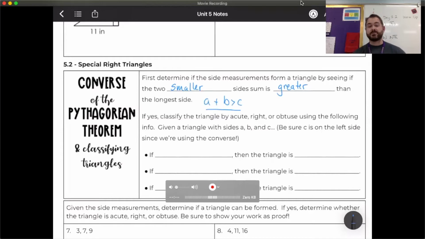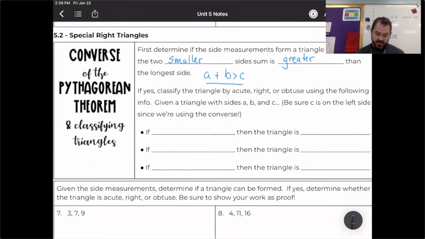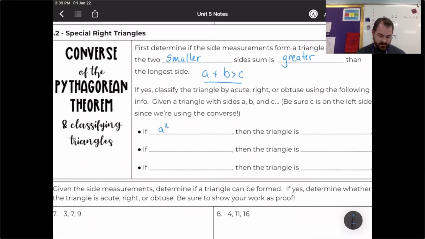So if they do actually form sides of a triangle, then we can classify it using the Pythagorean converse. So we can determine, is it a right triangle or not? But beyond that, we can actually look at some special cases and figure out if it is an acute triangle or an obtuse triangle, like this. So we're going to start off with the Pythagorean converse. If a squared plus b squared equals c squared, then the triangle is classified as a right triangle. We know that one. And if a squared plus b squared is something different than c squared, we can use that to classify it as either acute or obtuse.